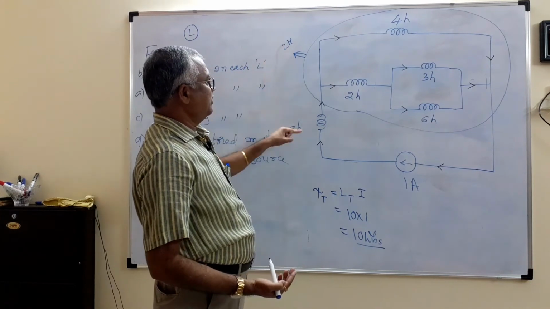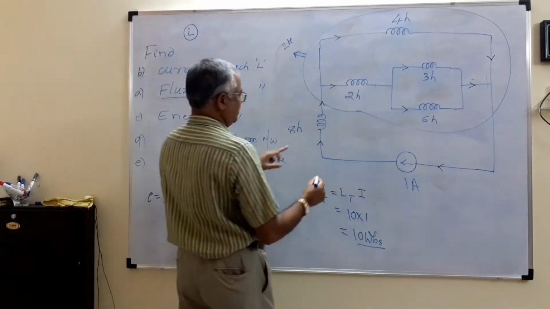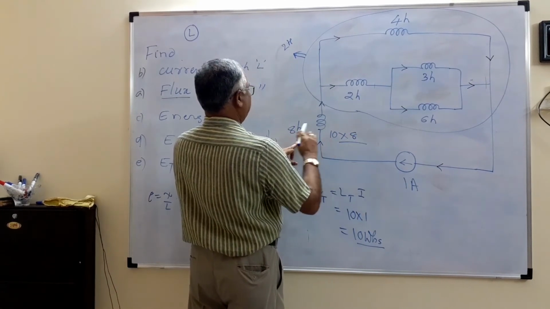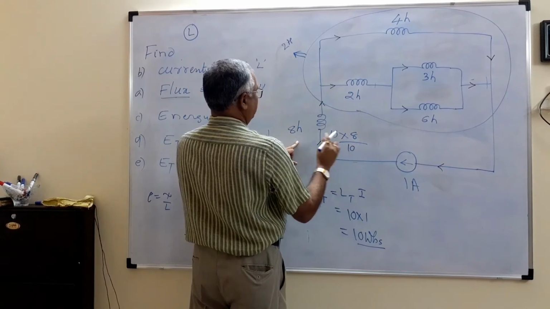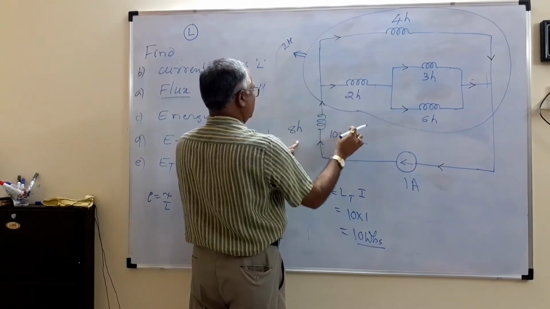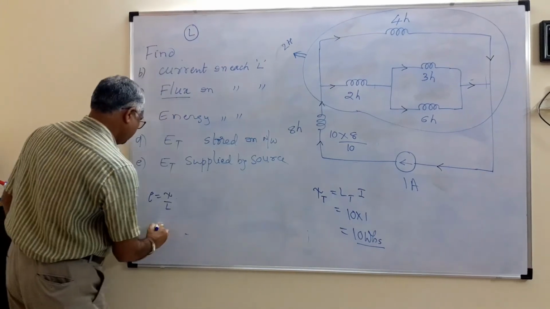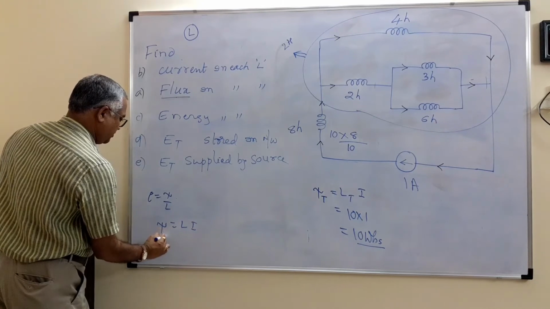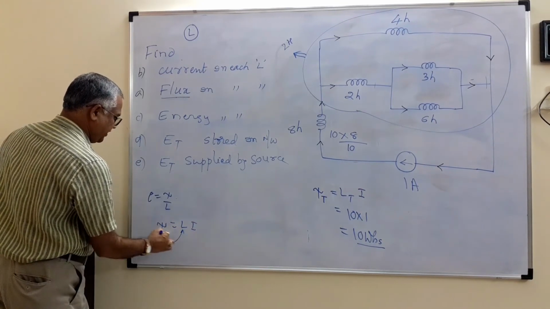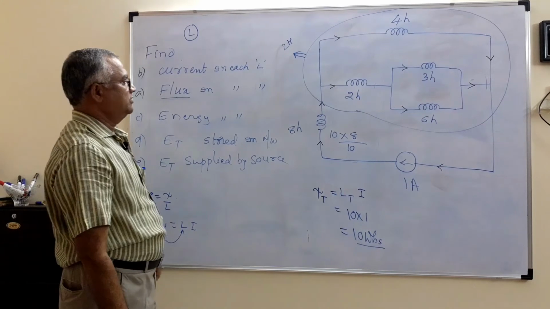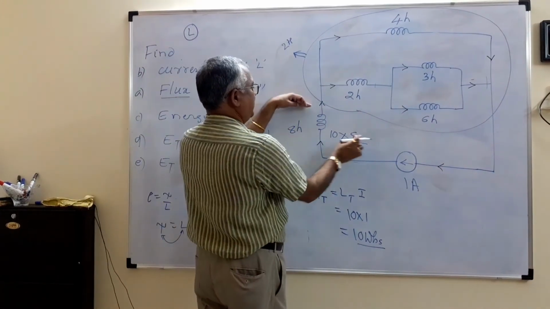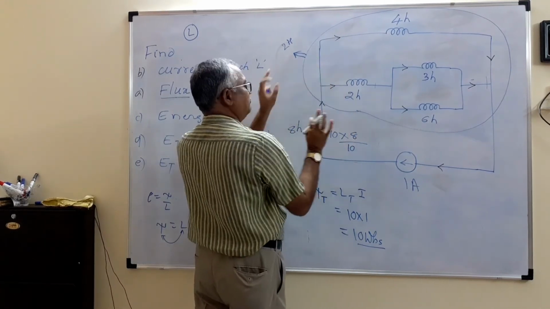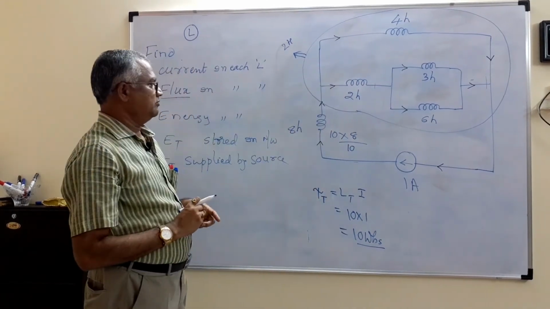So what is the flux division formula? Total is 10 into 8 by 8 plus 2. Why 8, why not 2? How are these two related? Flux is L into I. So flux and inductor are related directly, not inversely. That's why to find flux here 8 is coming. If they were inversely related, then 2 would come here. So be careful about the formulas.